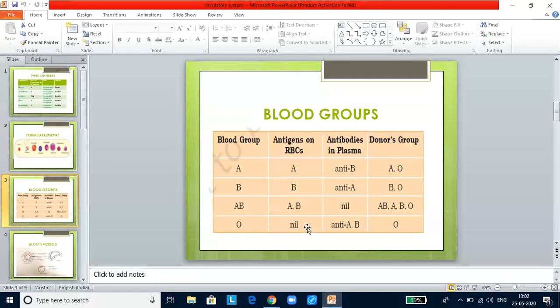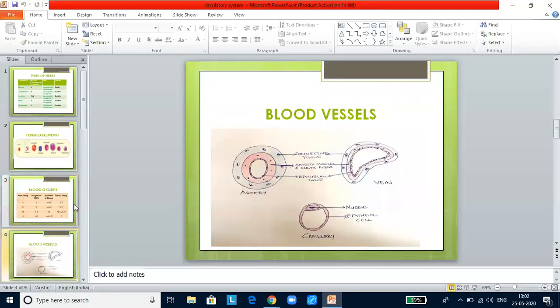Now O, if you look at it, antigens on the RBC are nil. It has both antibody A and antibody B. Therefore, it is a universal donor, and it can receive blood only from the O group.